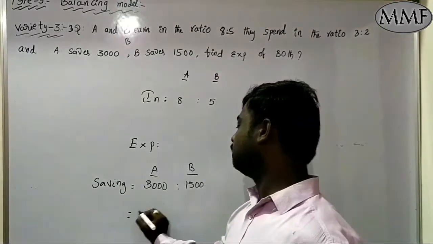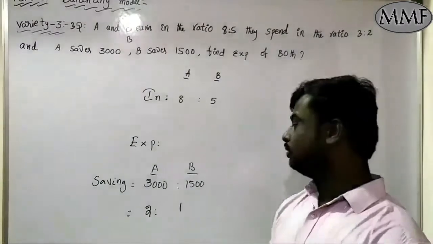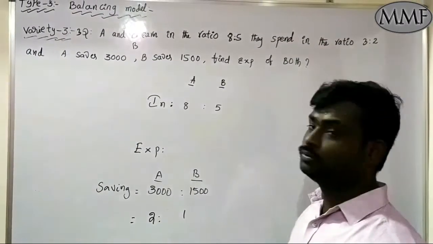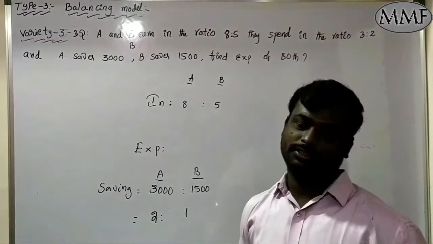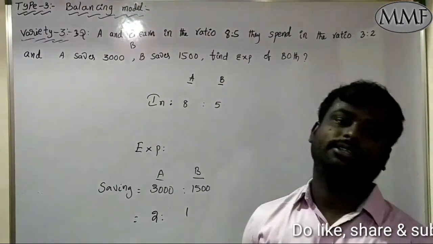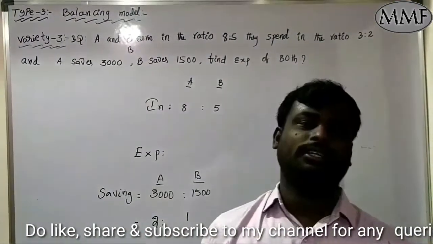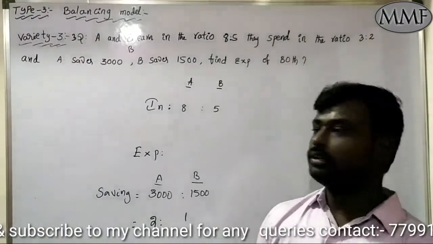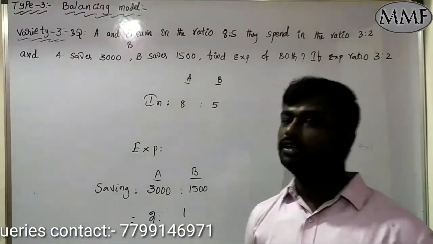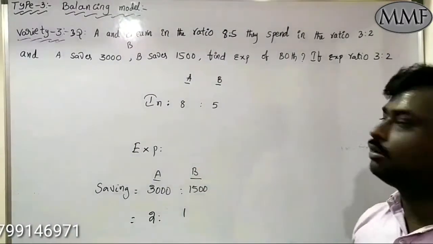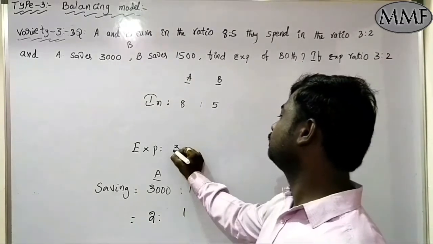So what is the savings ratio? 2:1. Clear or not? What is the savings ratio? 2:1. He is asking to find expenditures. If you want to find expenditure, first what should you get? You should get the expenditure ratio. If the expenditure ratio comes, then I can find this. Clear or not? Okay. Here I forgot to write the expenditure ratio. The expenditure ratio is 3:2.